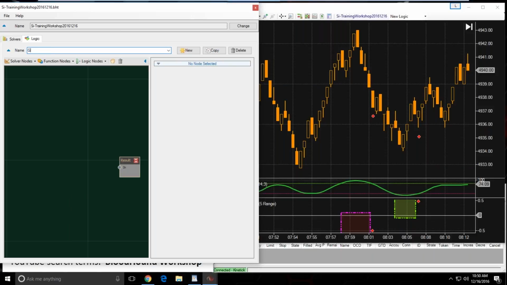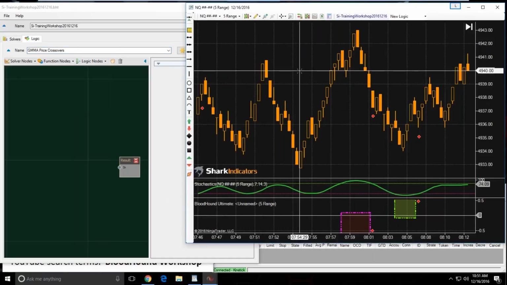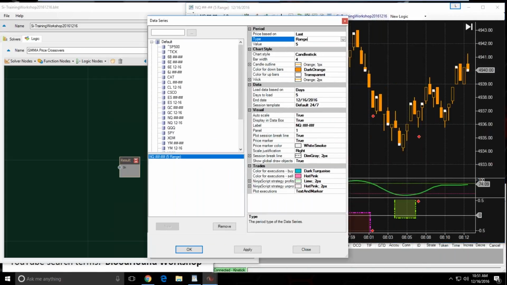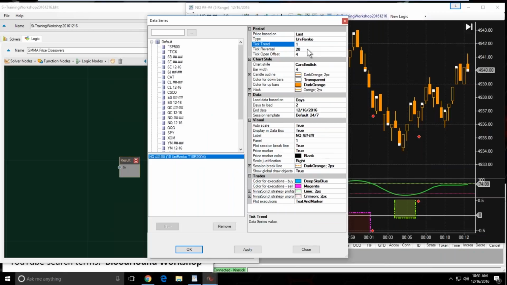All right, let's start a new logic template here. And not actually using the GMMA, but for lack of a better name, I'll just call it GMMA price crossovers. More specifically, it's price crossing over. Okay, we were using a Renko bar, so I'm sure any Renko bar will work. Okay, this was a Unirenko, so let's switch over to a Unirenko. All right, 151 looks like.